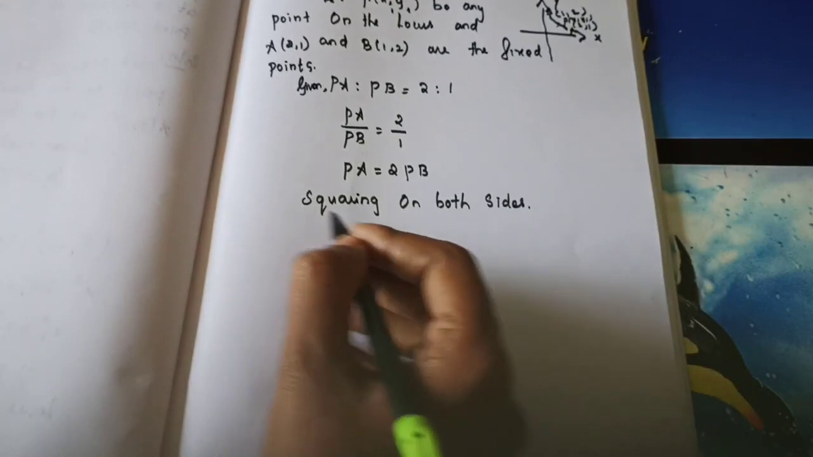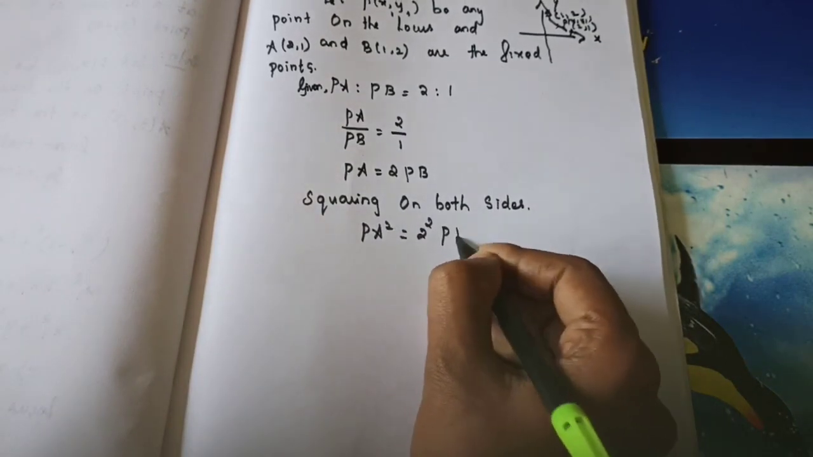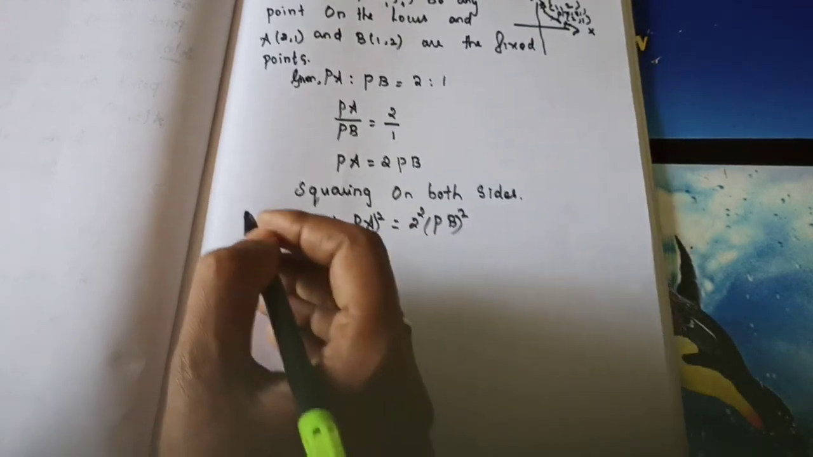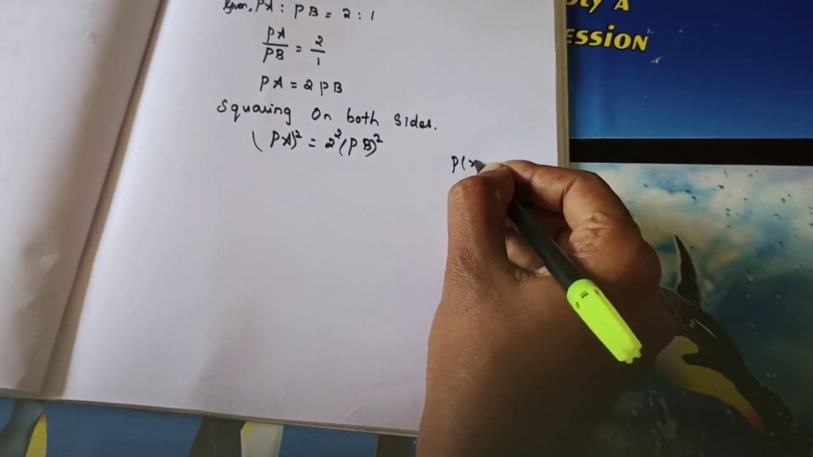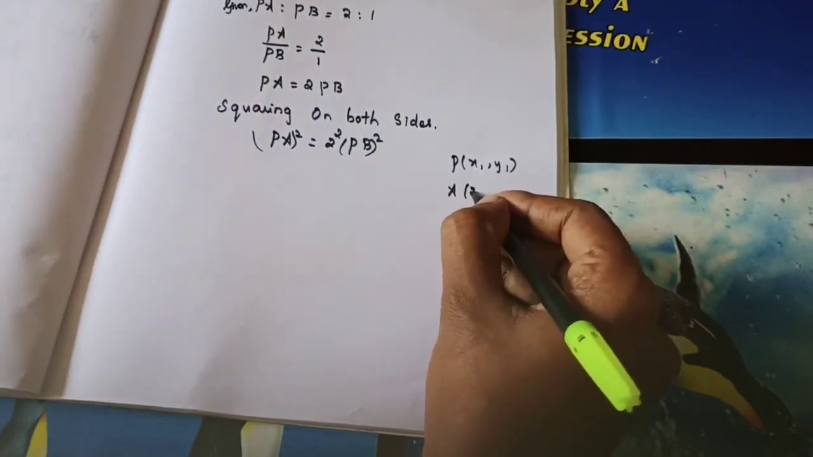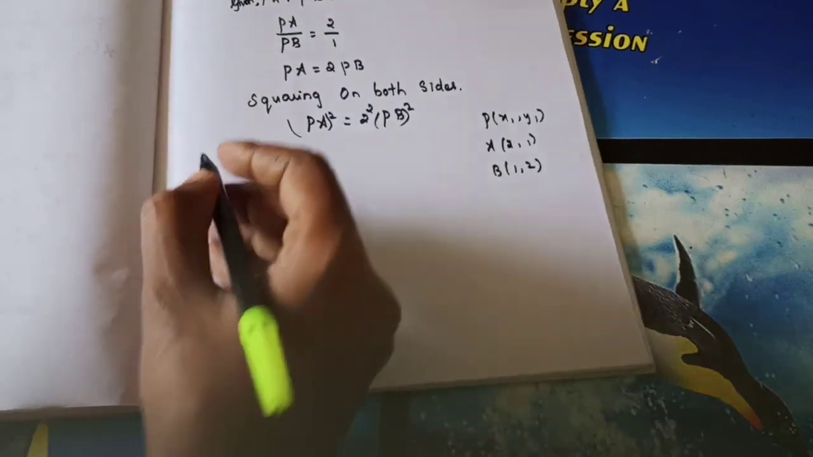Squaring on both sides. What will happen? PA square is equal to 2 square PB square. Okay. Not PA square, PA the whole square, PB the whole square. Okay. So now use the distance formula. P is x1, y1. A is 2, 1. B is 1, 2. Substitute in this formula. What's the value you get?